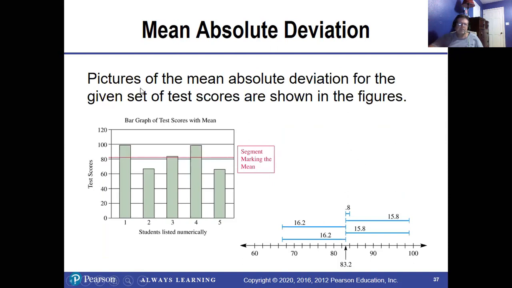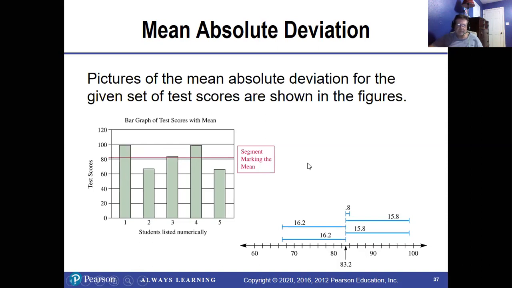Here are pictures of the mean deviation for a given set of test scores. So this is where you see it. Here is my mean, this pink line, I guess it is. So you have data, and they'll give it to you as your absolute deviation.